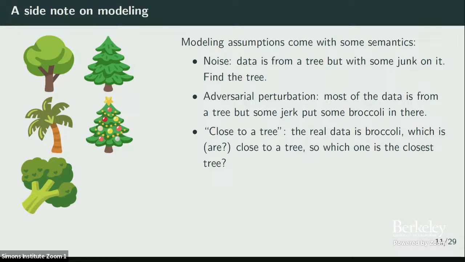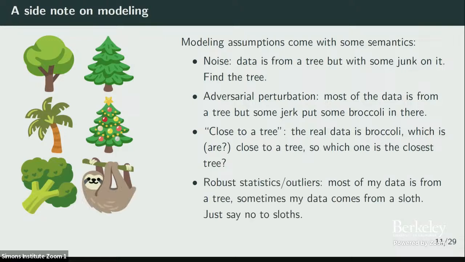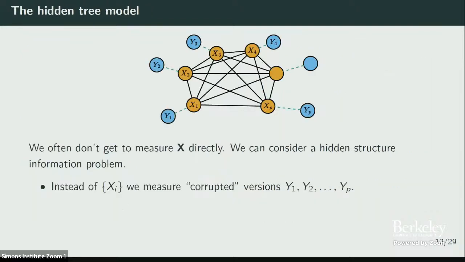So these are all different ways of saying what the relationship is between the real world and the measurements that you're making. And then, of course, you could have robust statistics, or think about rejecting outliers: most of my data comes from the tree, but some of it comes from something completely different. I don't even know what it is. That's the Huber-style robust statistics model. A percentage of it comes from some other distribution like sloths, and then we want to, again, get rid of the sloths. Sloths are not pretending to be trees, whereas the broccoli is kind of pretending to be a tree. So these are also different assumptions that you're making.